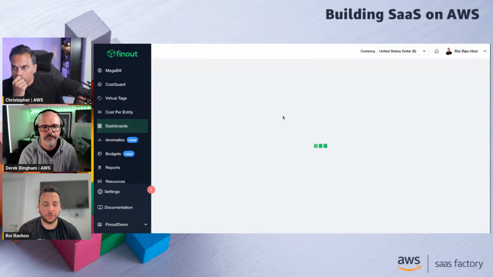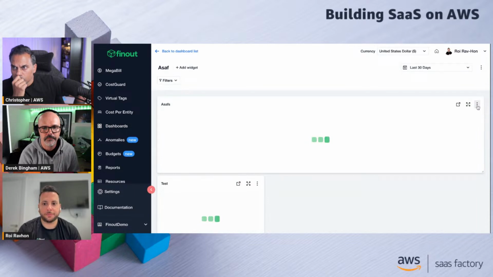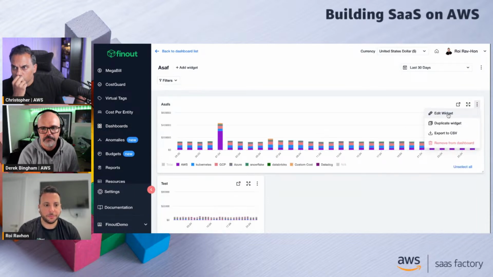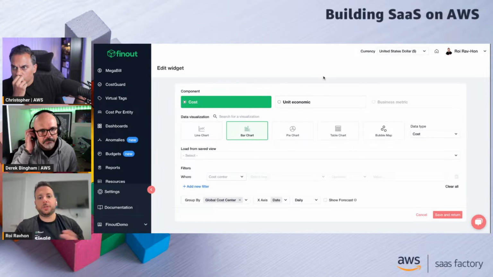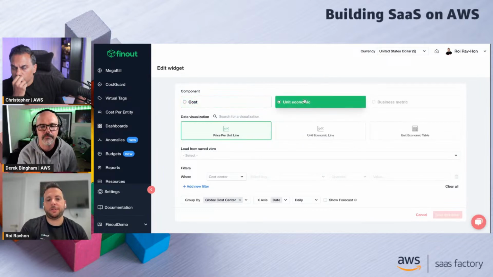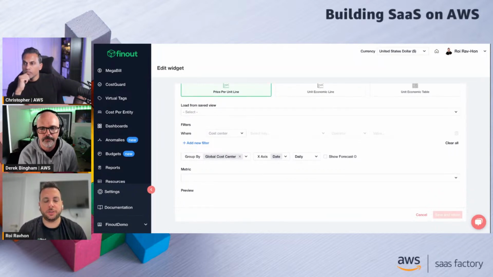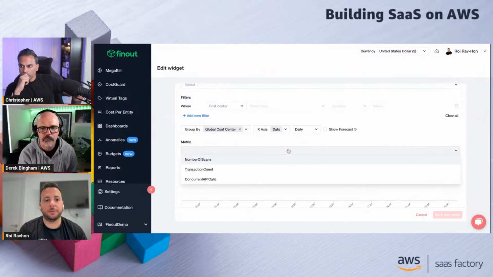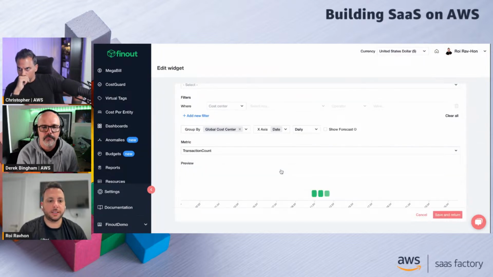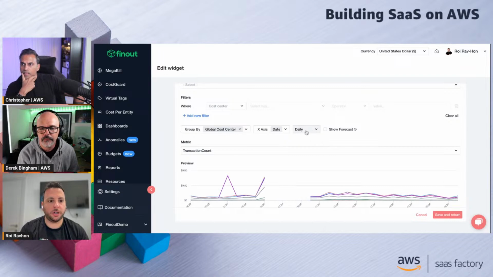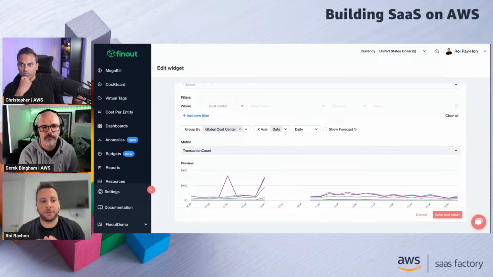I'm just gonna search a dashboard I can edit. So let's look at that. Instead of looking at how much money we spent on AWS in general, what we want to do when taking architectural decisions is look at the price that we pay for each unit. So let's imagine that our product is creating transactions, right? So we are spending X amount of money to support Y amount of transactions.